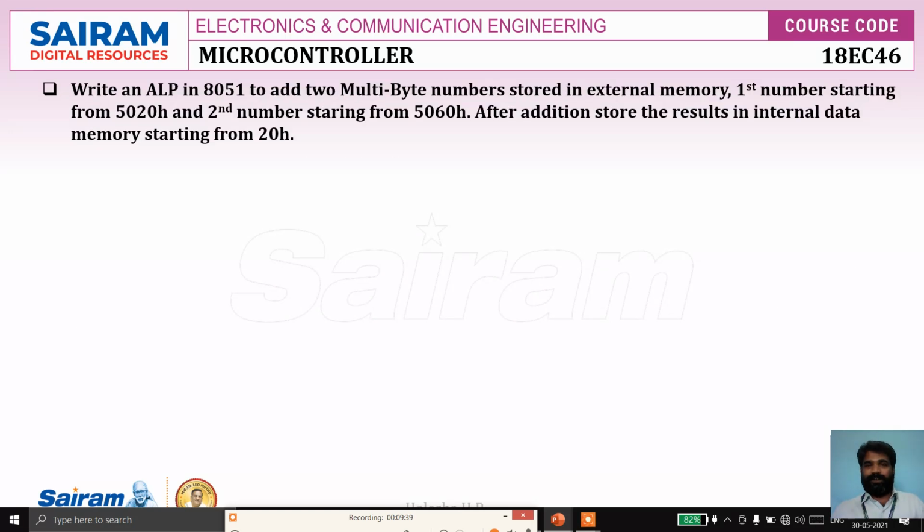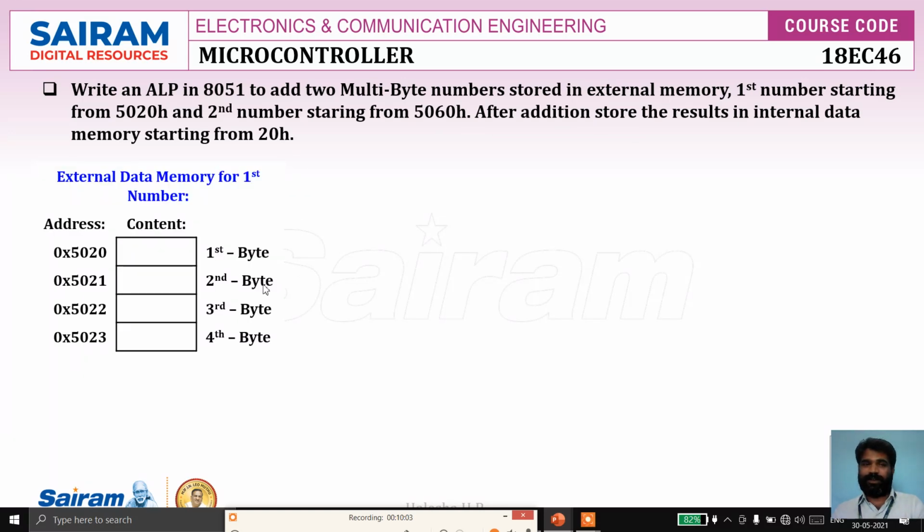Now in the previous example we considered the numbers stored in internal memory. Suppose the numbers are stored in external memory. Write an ALP in 8051 to add two multi-byte numbers stored in the external memory. First number starting from 5020H and second number starting from 5060H. After the addition, store the result in internal memory.